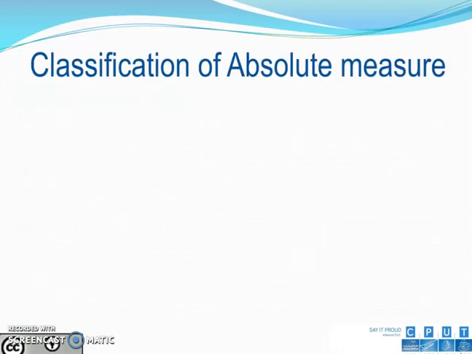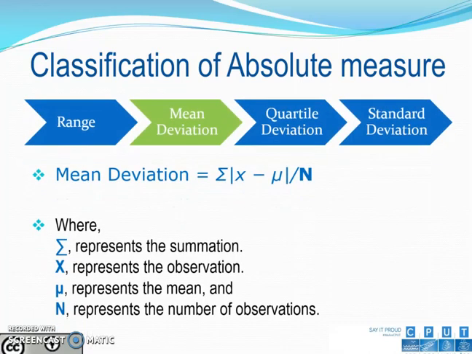Now on to classification of absolute measures, the second bullet point. We will be talking about the mean deviation. The mean deviation may be defined as the average of the absolute values of deviations from the mean, median, or mode. It takes into account the differences between each value in a set of data and the average of all the values of that data set.